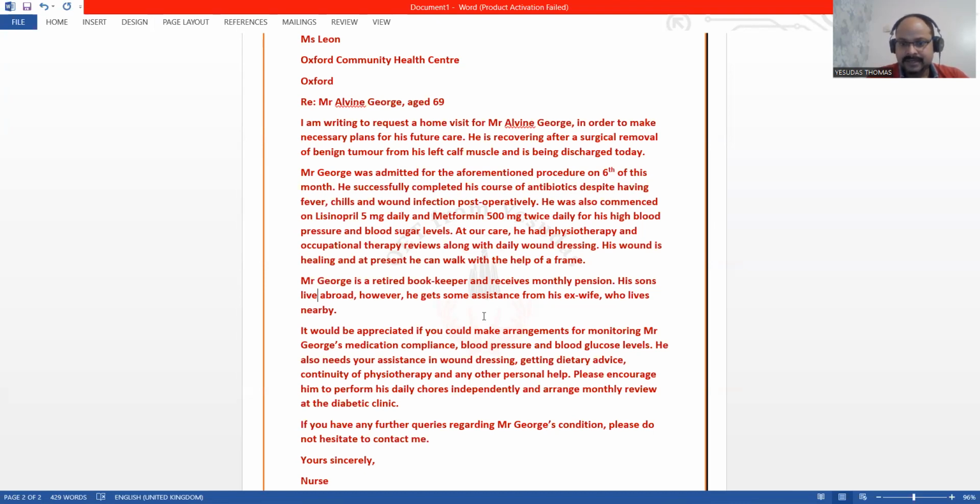Now, the third sentence here, please encourage him to perform his daily chores, that is activities of daily living, independently and arrange monthly review at the diabetic clinic. So this is how the paragraph is organized, all the requirements, that's the discharge plan, is mentioned there. That's a simple letter. If you have any further queries regarding Mr. George's condition, please do not hesitate to contact me.